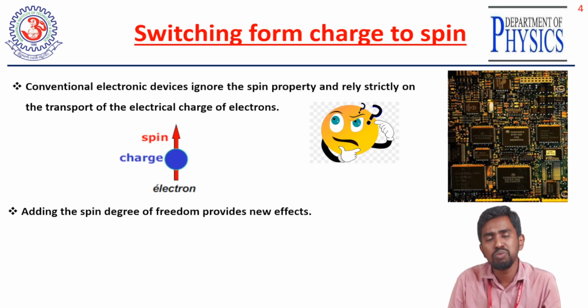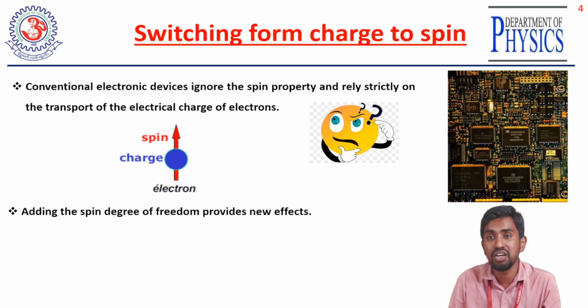This consuming less energy is somehow related to the spin of the electron. As I told, charge is very much responsible for heating. In microelectronics, in mobiles, all these things are due to the transport property of electrons, which makes heating. And in the heating sense, we lose a lot of energy.